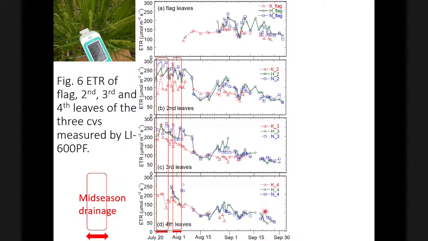The last period means a kind of heading and flowering stage. So in the flowering and heading stage, ETR of Himenorin was higher. It means that even under hot conditions, Himenorin can show higher photosynthesis with the aid of higher ETR, so Himenorin can produce rice even under high air temperature. I predict like this.